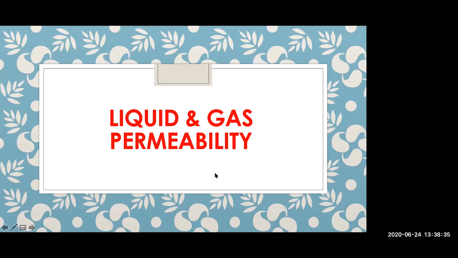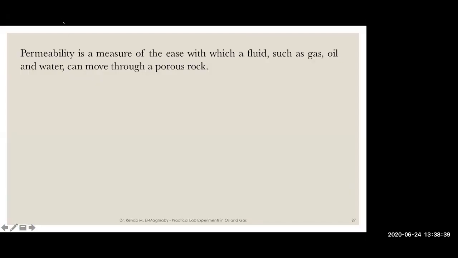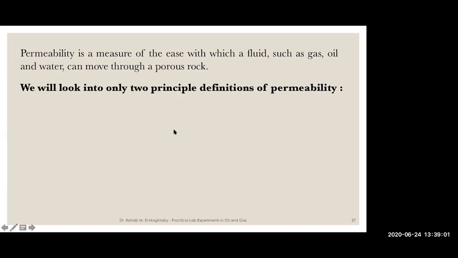So regarding liquid and gas permeability, in this case we are talking about how to measure gas and liquid permeability in the laboratory. Permeability is a measure of the ease with which a fluid, either gas, oil, or water, can move through this porous rock. There are two definitions for permeability.